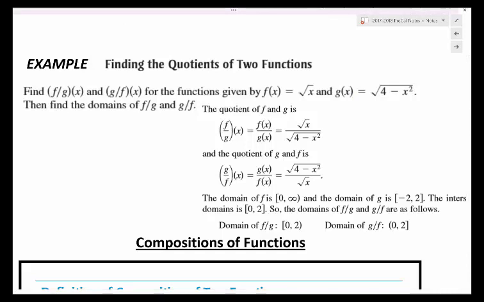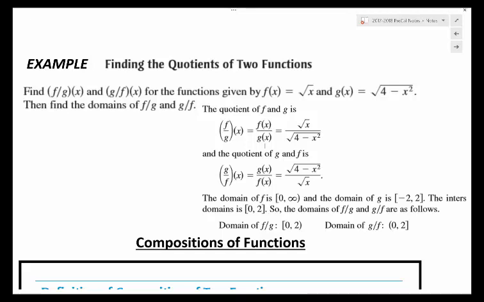So find the quotient of f over g of x and the quotient of g over f of x with these functions. So the quotient simply is the square root of x over the square root of 4 minus x squared. And the quotient of g and f is the opposite, the square root of 4 minus x squared over the square root of x. I can't do anything more with that. That's all I can do. I can do no more.